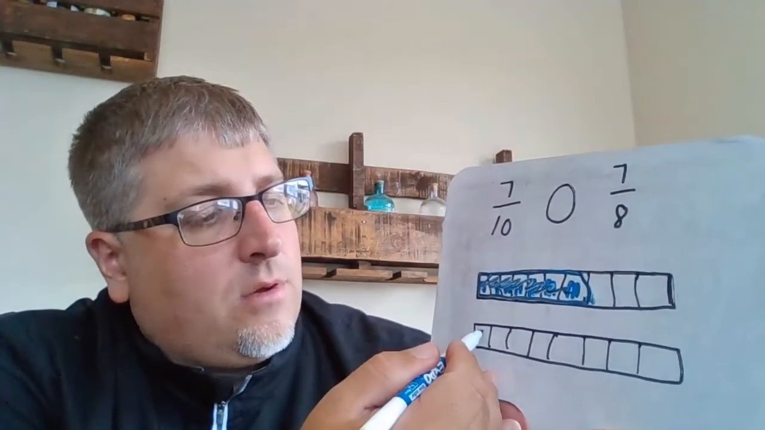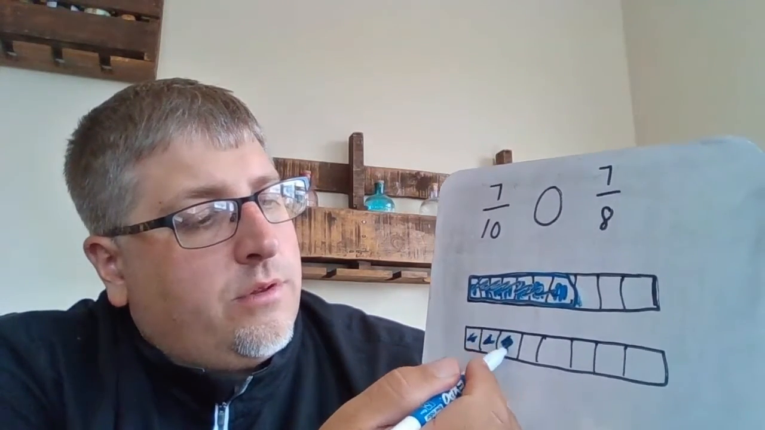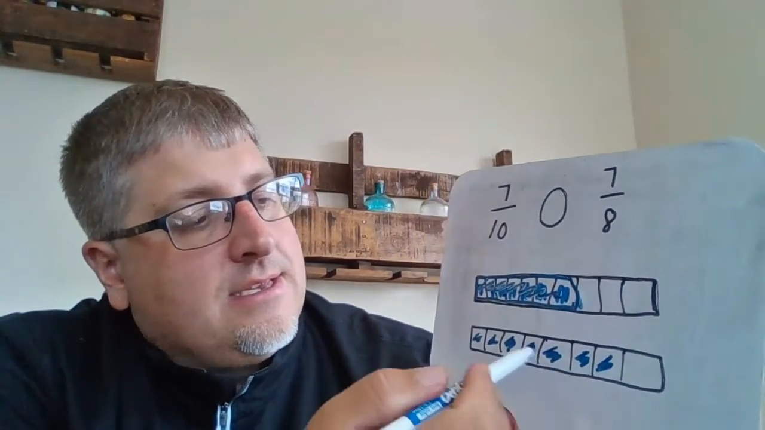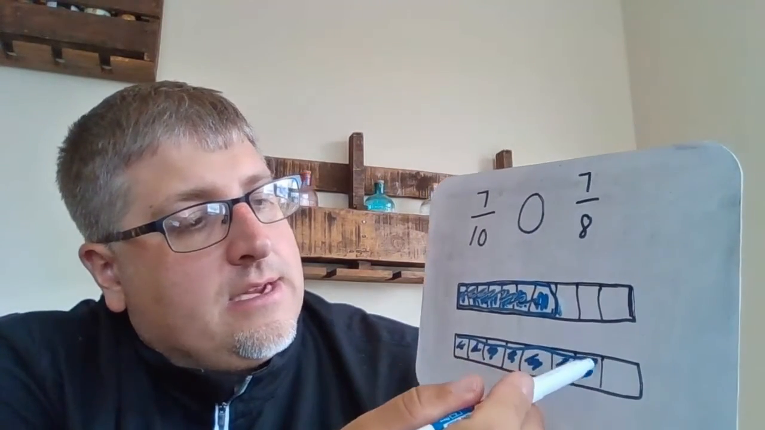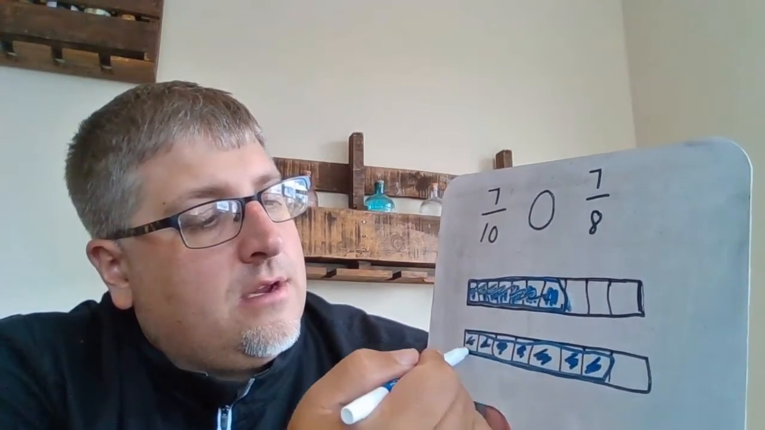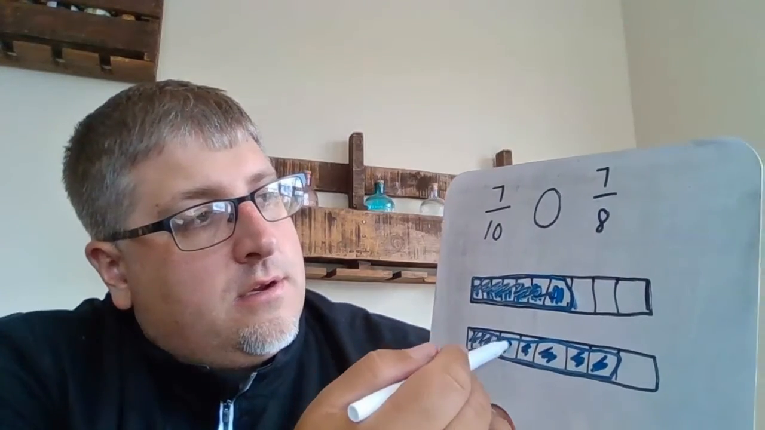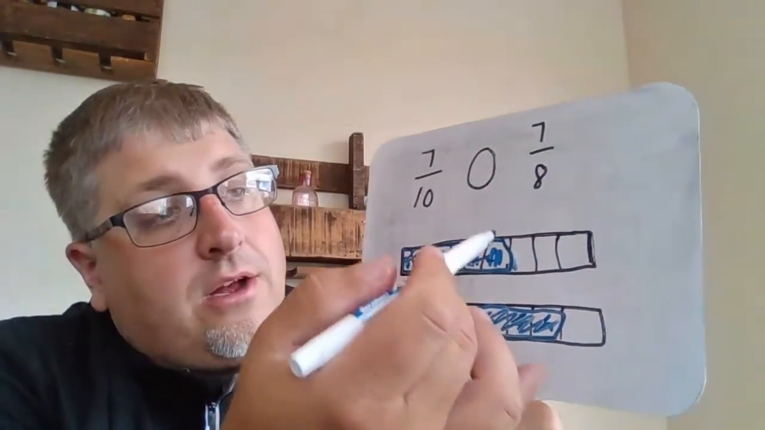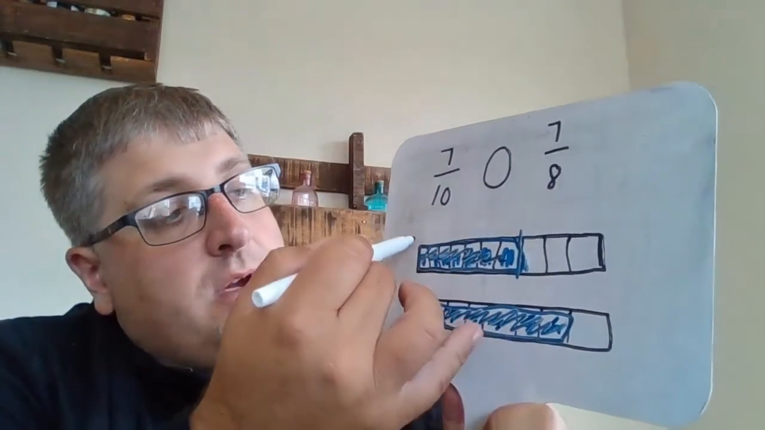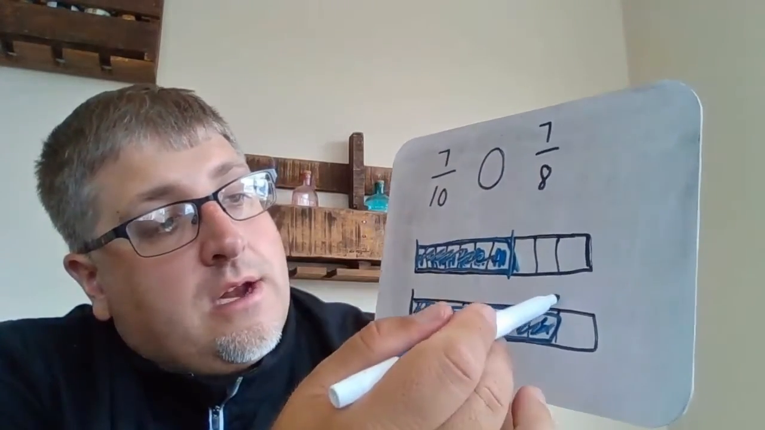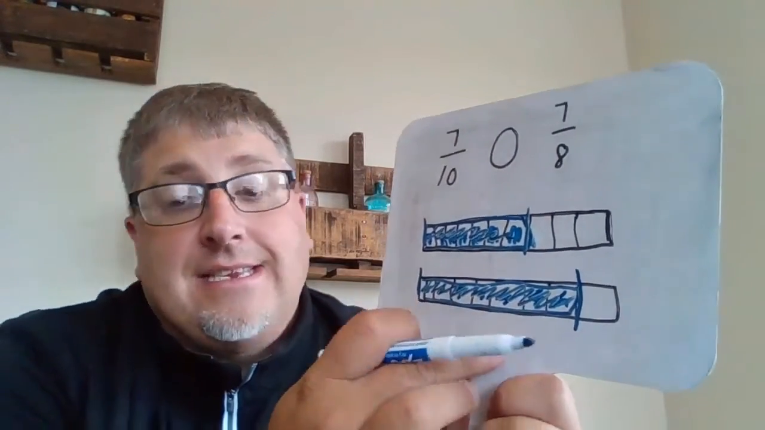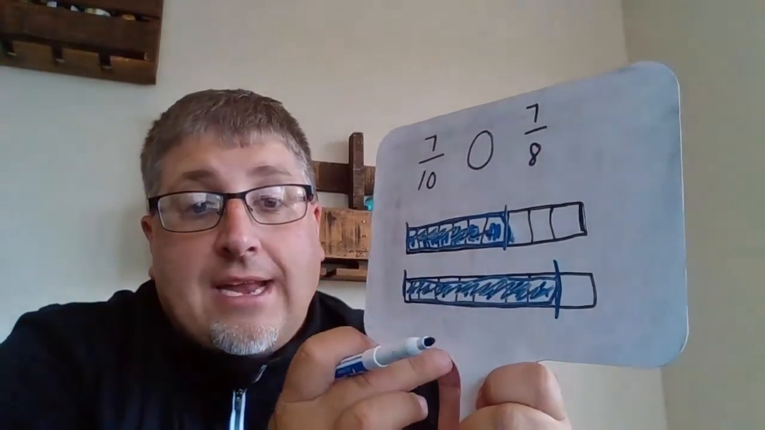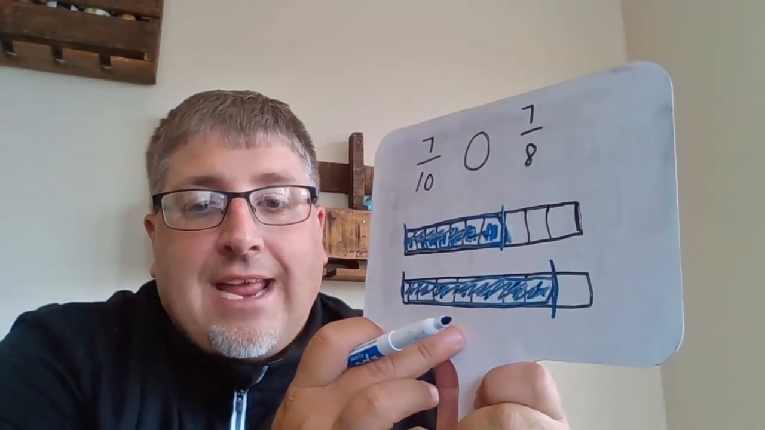Now we need 7/8. So 1, 2, 3, 4, 5, 6, 7. So there is 7/8 right there. And if you look at it, you can tell that one goes from here to here. This one goes from here to here. And you can tell that the 7/10 is smaller than, is less than the 7/8.